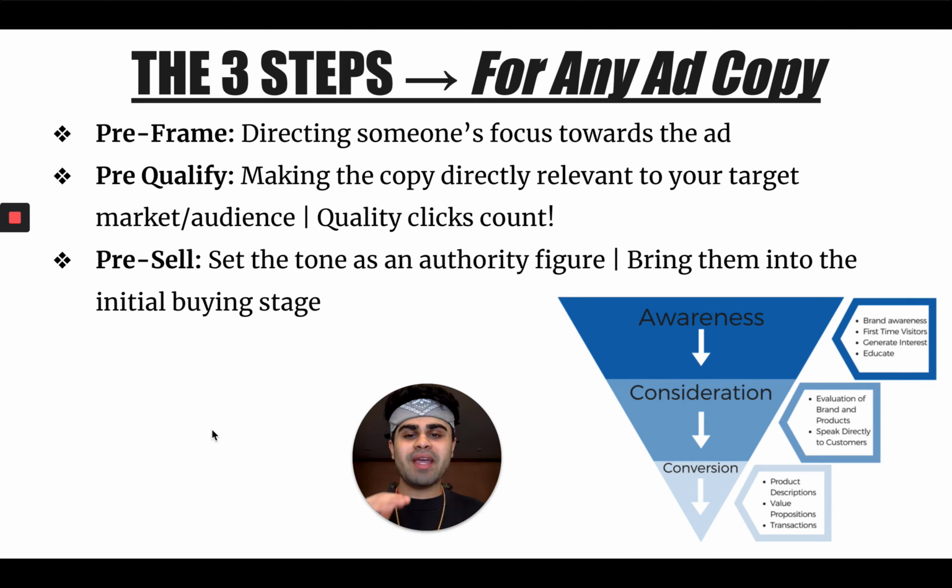So again, making the copy directly relevant is basically, how do the visuals pertain to them? Are they relevant? Are they irrelevant? Is the ad text, the headline, the description relevant to them? People make all these micro decisions in their heads in the first few seconds. So you want to pre-qualify them and really make them feel like this is for them. Again, that hook, that first sentence is very important, and this goes hand in hand with it. Then you want to go to the pre-sale stage. Set the tone as an authority figure, as a brand. Bring them into the initial buying stage.